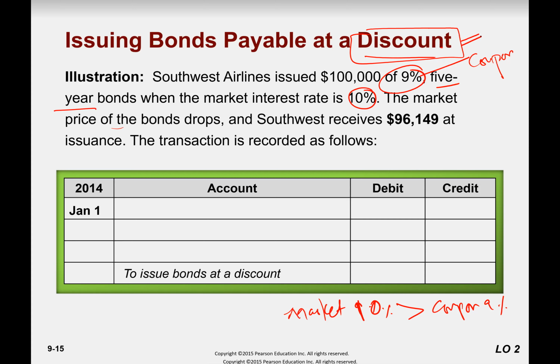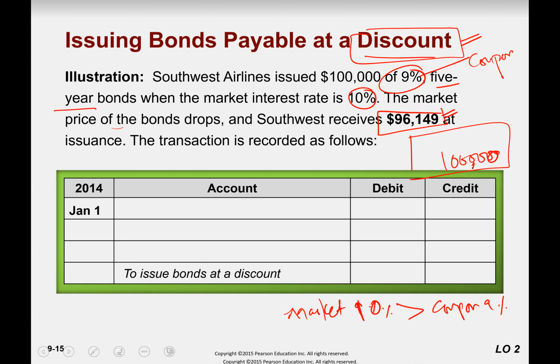So the market price of the bond drops, and Southwest received $96,149 at issuance. So how are you going to record this transaction? Where does this value come from? It came from a formula, and we are not discussing it here because that is a finance and investment topic. You will be given all these. So the company issued the bonds total worth of 100,000.